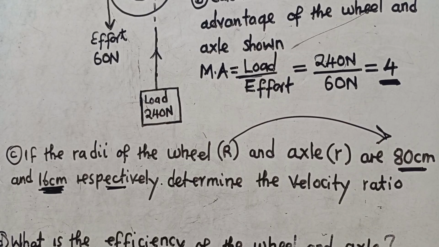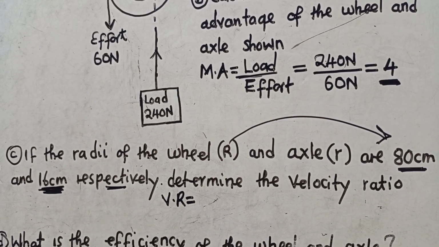This is what we are given. So we want to determine the velocity ratio. I guess some of you have the formula where velocity ratio is distance moved by effort over distance moved by load. But in this case, we are not given distance. What are we going to do? We are going to answer this using the data that is given, which is the radius.